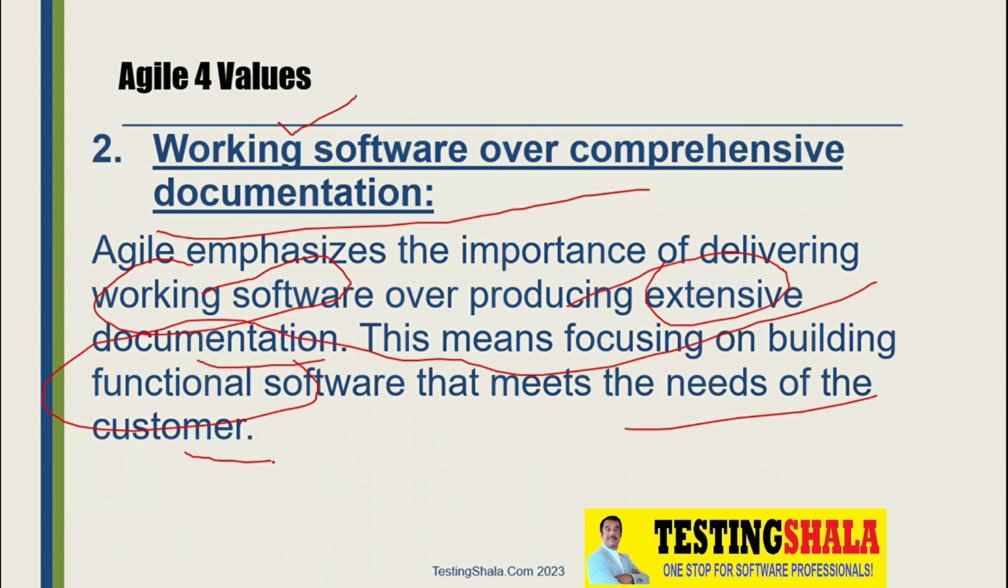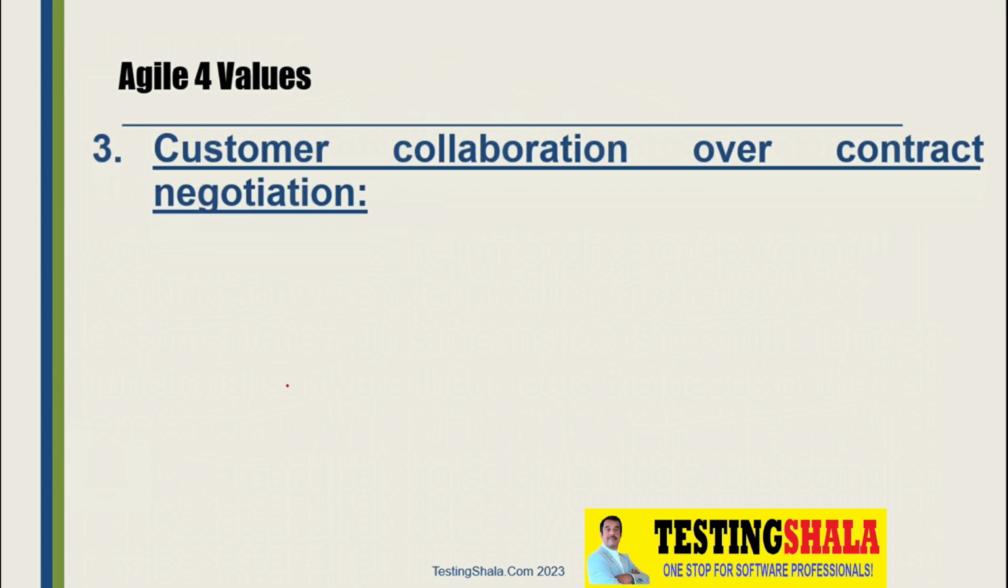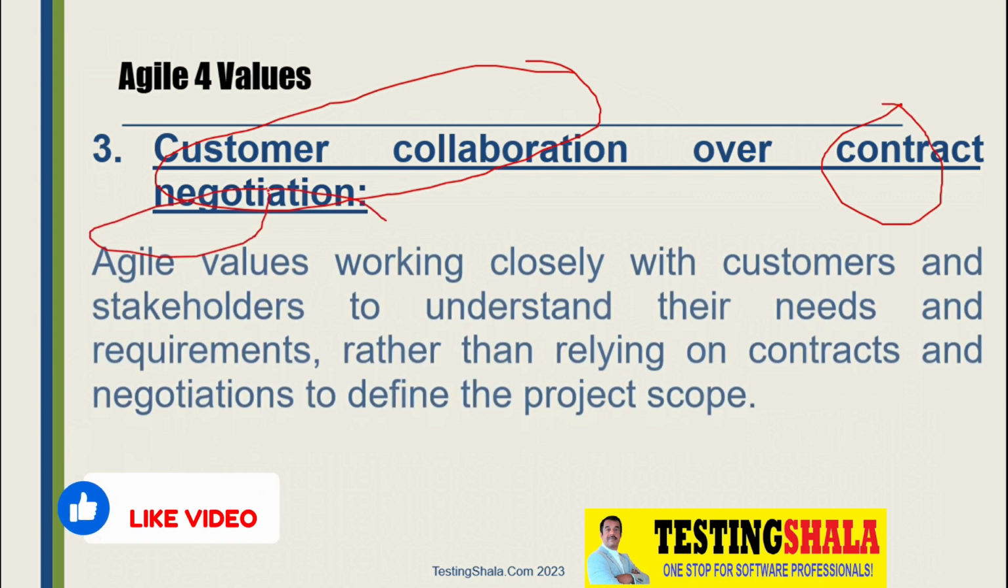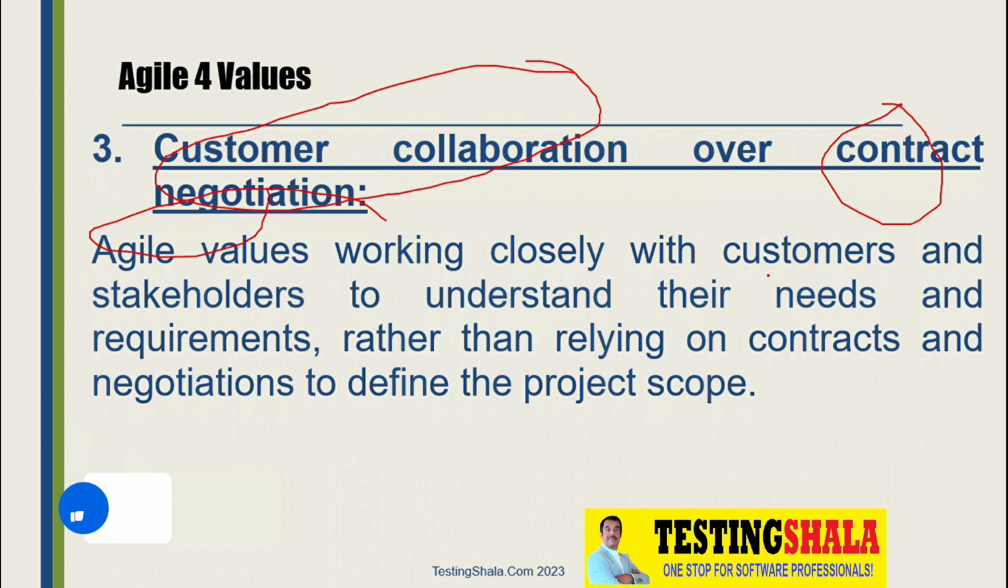The third Agile core value is customer collaboration over contract negotiation. Here our main goal is to interact with the customer, collaborate and work closely with them, and understand the requirements, rather than defining contracts or negotiating to define the project scope. That is not part of Agile.